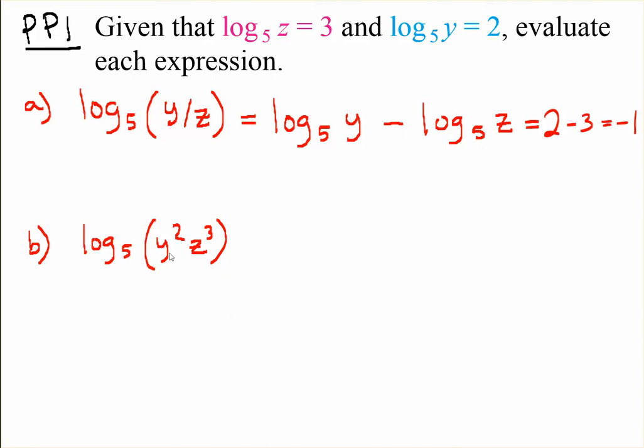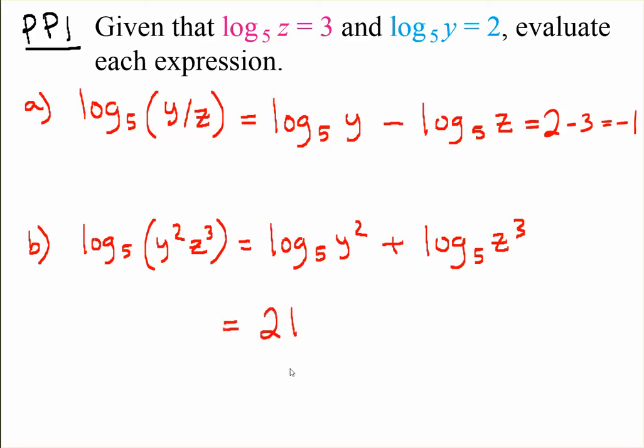Okay, this one. There's a multiplication here, so that means I could split it off with a plus sign this time. So it's log base 5 of y squared plus log base 5 of z to the third. Can't simplify it yet. I got to take this 2 on the y, bring it out in front as a product. That's going to be 2 log base 5 of y. Same thing here. The 3 goes out in front as a 3 log base 5 of z. Now I can simplify it.